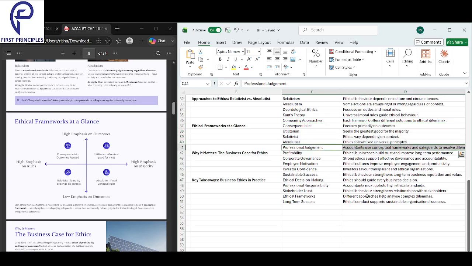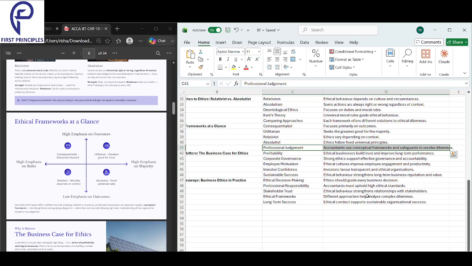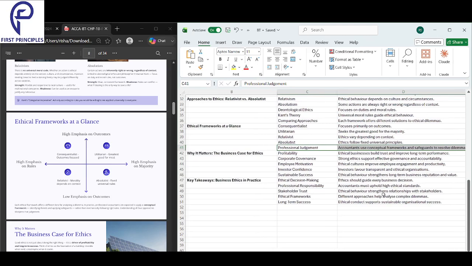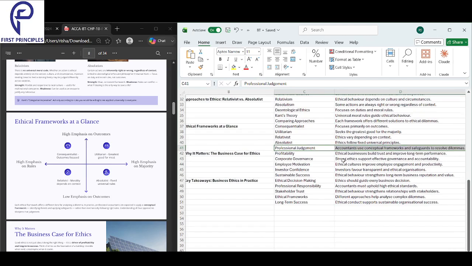Accountants use conceptual frameworks and safeguards to resolve dilemmas. Okay, that is the framework at a glance.